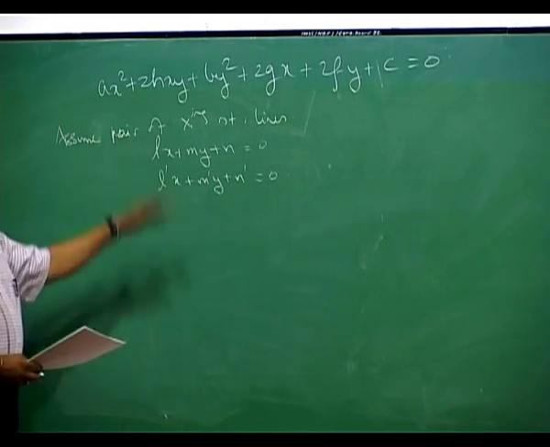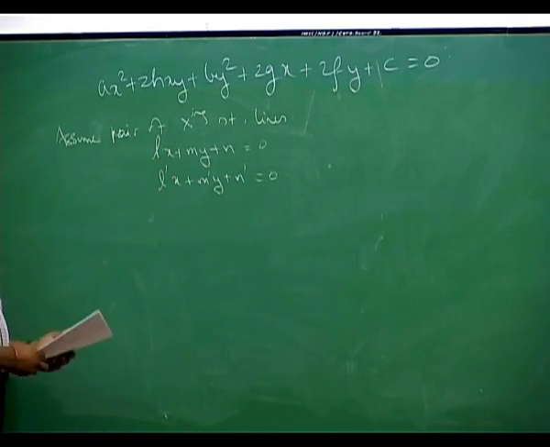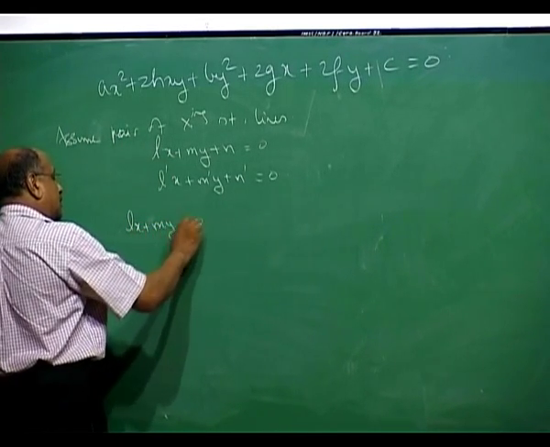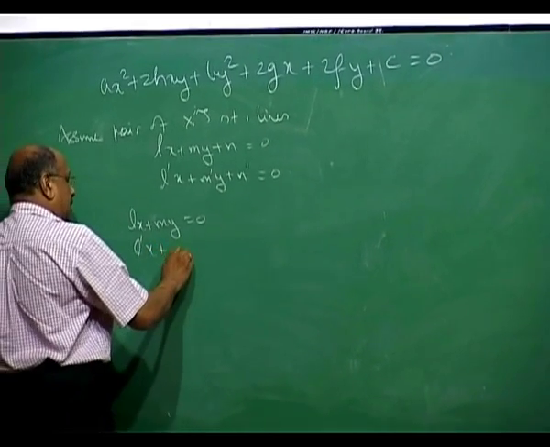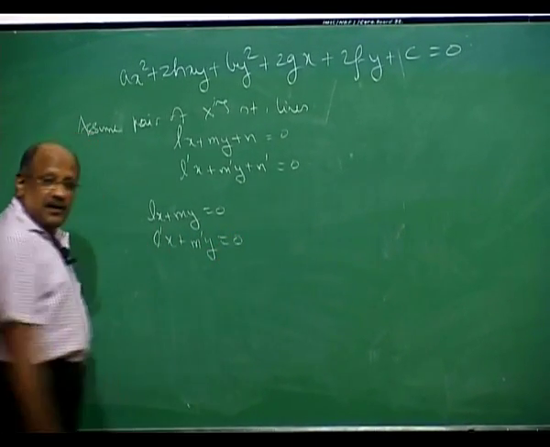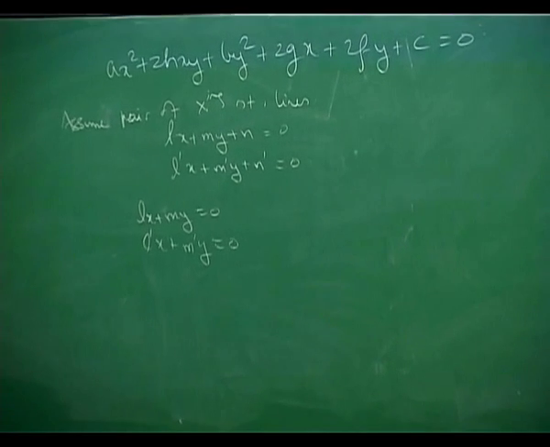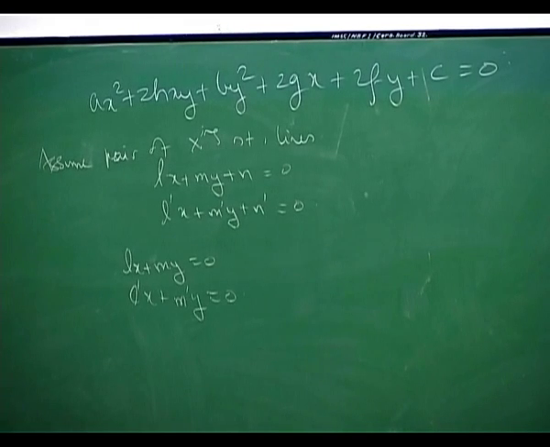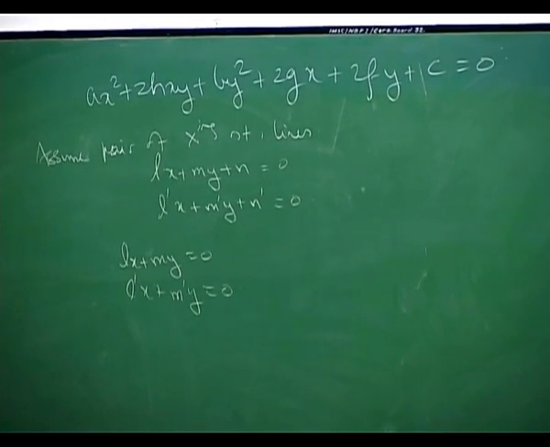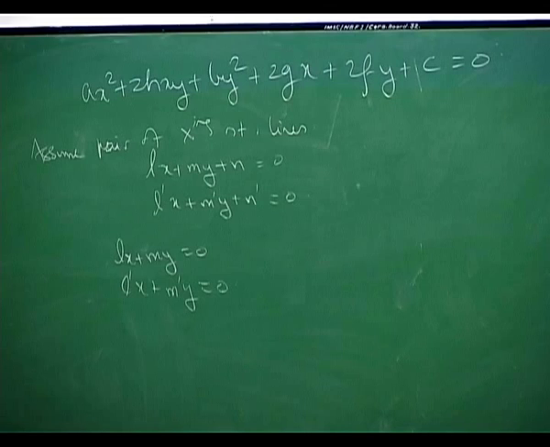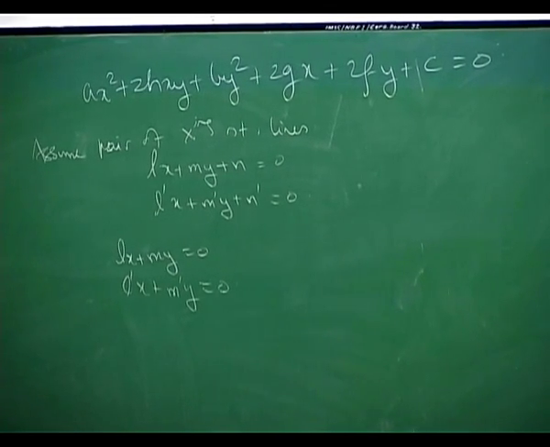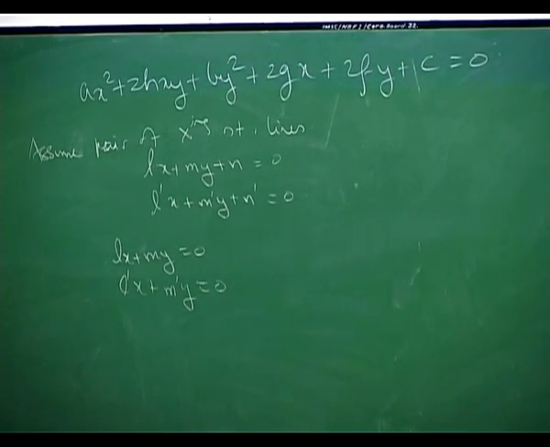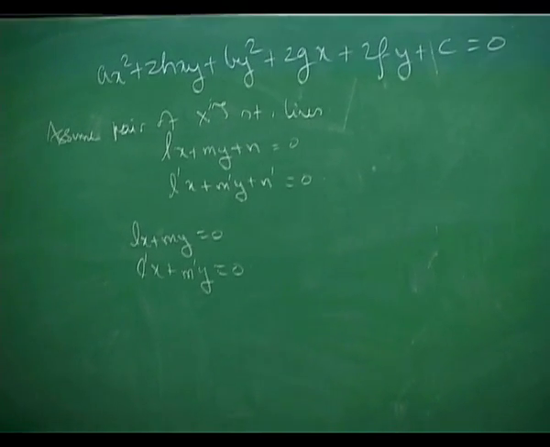Then you can compare the coefficients, and if you took Lx plus my equal to 0, L dash x plus m dash y equal to 0, these are a pair of lines intersecting at the origin. And you know the condition, if you compare the coefficients, LL dash will be A, MM dash will be B, L dash M plus M dash L will be 2H and so on and so forth.